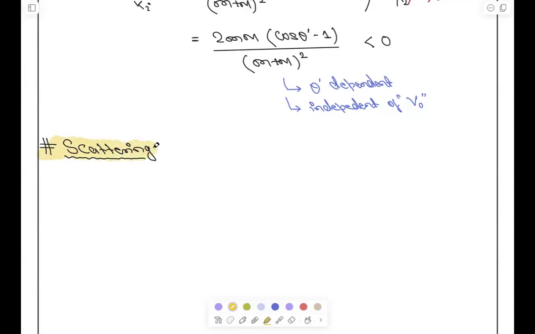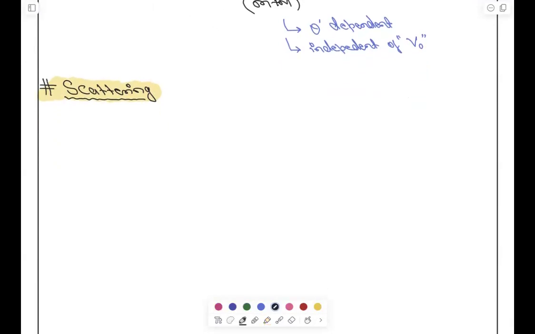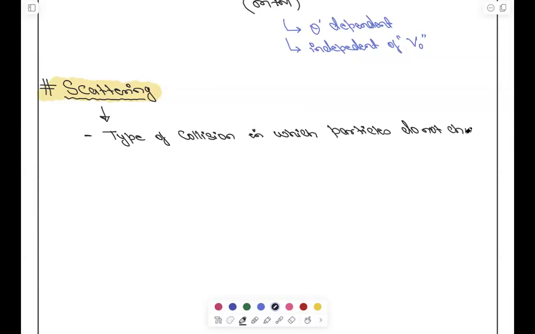Now, already I have told you what do you mean by scattering, right? What is scattering? Is it a type of collision or not? Yes, sir. Type of collision, deflection of particle, all those we have understood. Please try to understand the three major characteristics of the scattering, right? So this is a type of collision in which particles do not change. Now you will be asking, what does it mean?